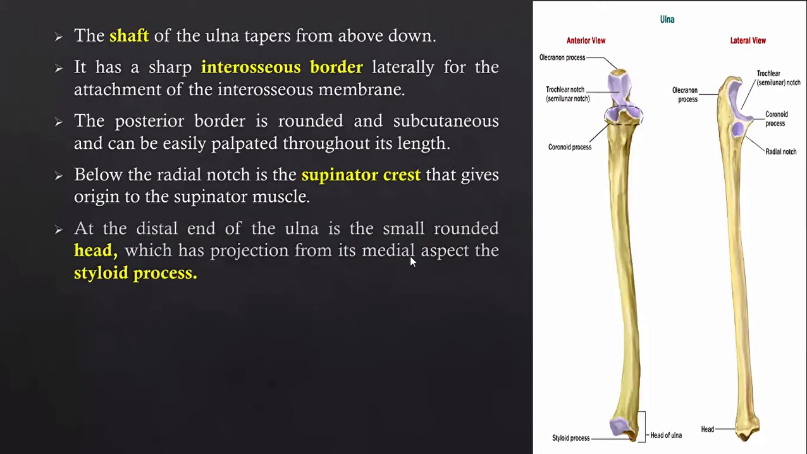At the distal end of the ulna is the small rounded head. So this is the head of the ulna, which has a projection from its medial aspect, the styloid process. This is the styloid process of the ulna.